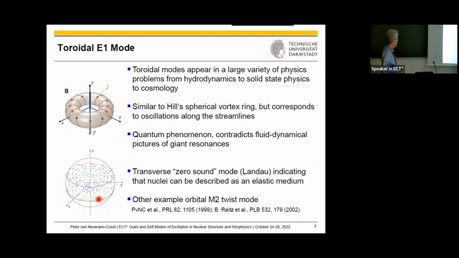But then you also have a node in the transition density. So in the interior, it goes the other way around. That's the kind of picture. And this orbital magnetic mode actually is not related to deformation. That also exists in spherical nuclei.